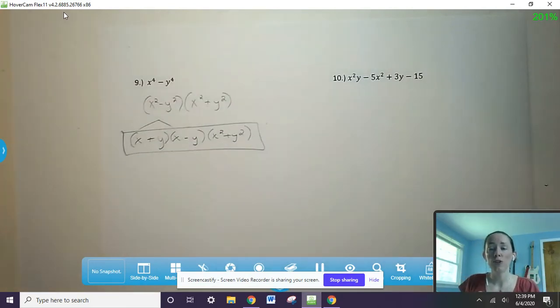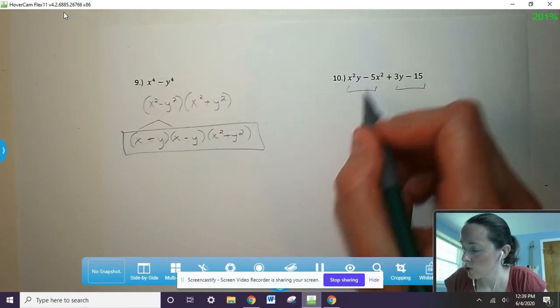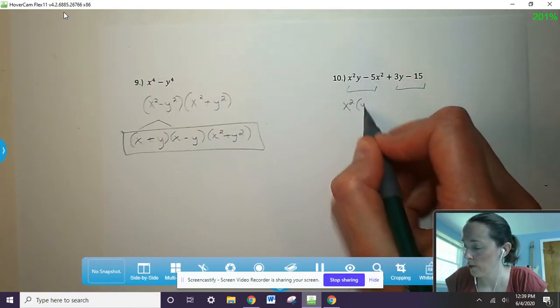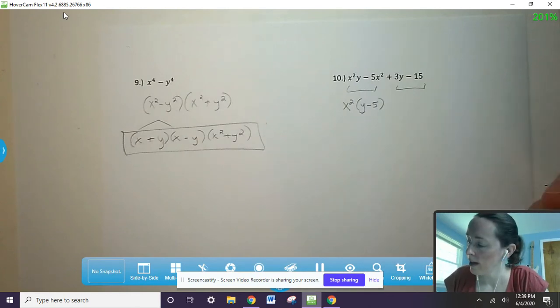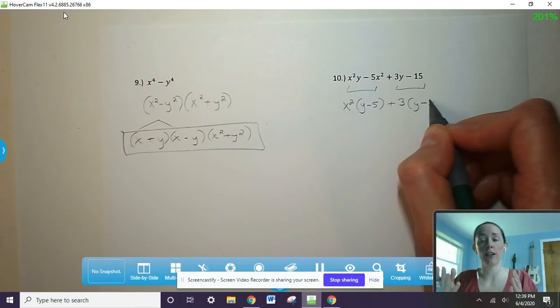Since it has 4 terms, even though we didn't do a lot with multiple variables, when you see 4 terms, you should think this might be grouping. So if we look at the first 2 terms, what they have in common is x squared. And if we factor that out, we're left with a y minus 5. The next 2 terms have a 3 in common. And if we factor that out, we get a matching expression.